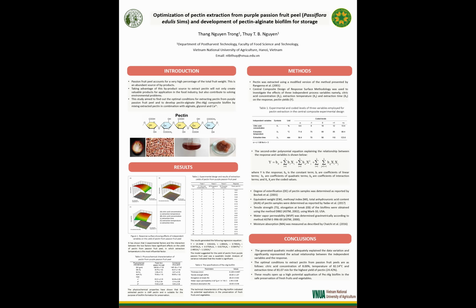So this study aimed to find out the optimal conditions for extracting pectin from purple passion fruit peel and to develop pectin-alginate composite biofilm by mixing extracted pectin in combination with alginate, glycerol, and calcium. To carry out this study, we used the following research methods.